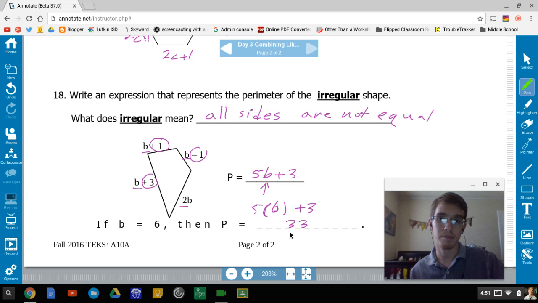That brings us to the end of combining like terms. I want to remind you of that definition. You can only combine like terms if you have the same variables with the same exponents. And that's the end of our notes.